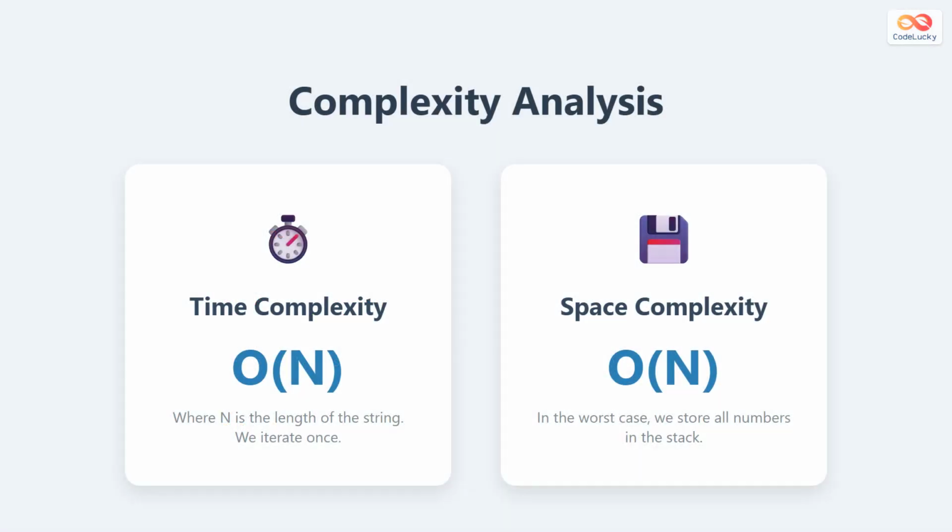Let's look at the efficiency. The time complexity is big O of n, where n is the length of the string, because we iterate through the string exactly once. The space complexity is also big O of n, because in the worst case, like a long chain of additions, we store all numbers in the stack.